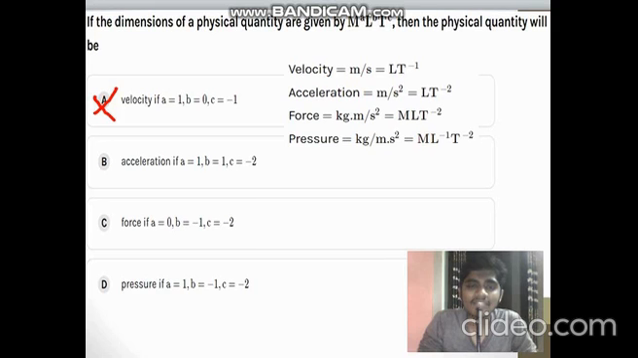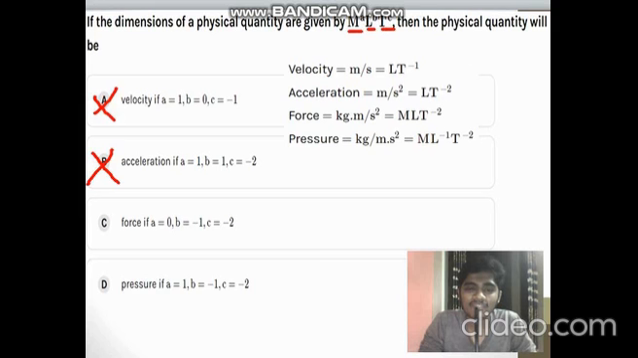Talking about B, it's acceleration if a = 1, b = 1 and c = -2. So let's put a = 1 here, so M. b = 1, so again L. c = -2, so M L T^-2. And that's also not right. Acceleration's dimensions are L T^-2.